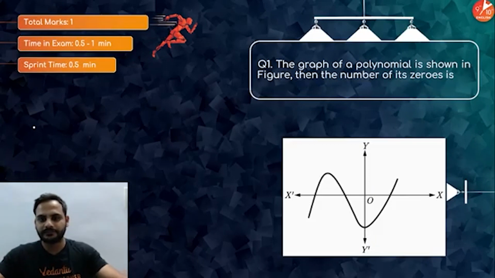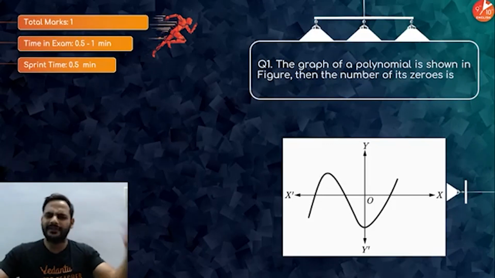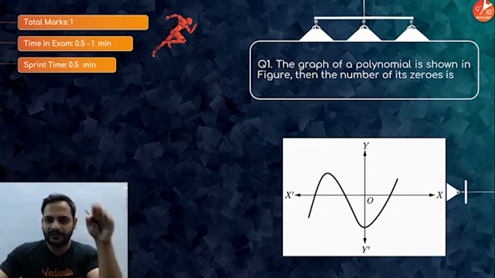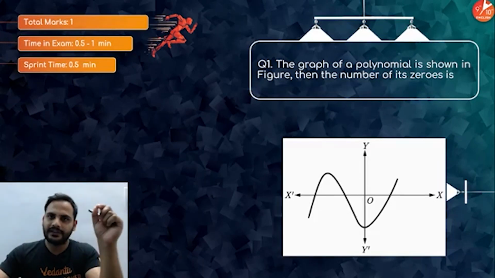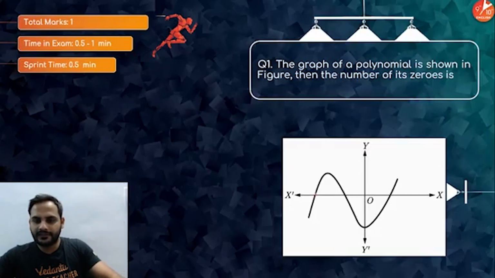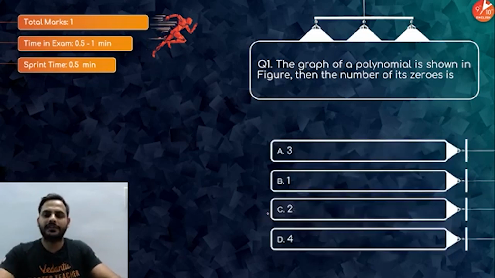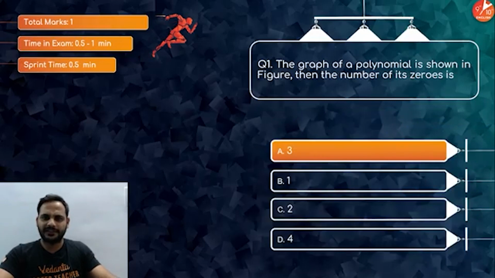Now, first question coming your way is this. What is it saying? The graph of a polynomial is shown in the figure, then the number of its zeros. So guys, what's the concept over here? The concept is very easy. What is that? When we draw the graph, wherever the graph intersects the x-axis, those will be zeros. So I can see here we have 3 points of intersection with the x-axis. So I'll say there exist 3 zeros for this equation. Option A will be your correct answer. Easier, right? Okay? Option A will be your correct answer.